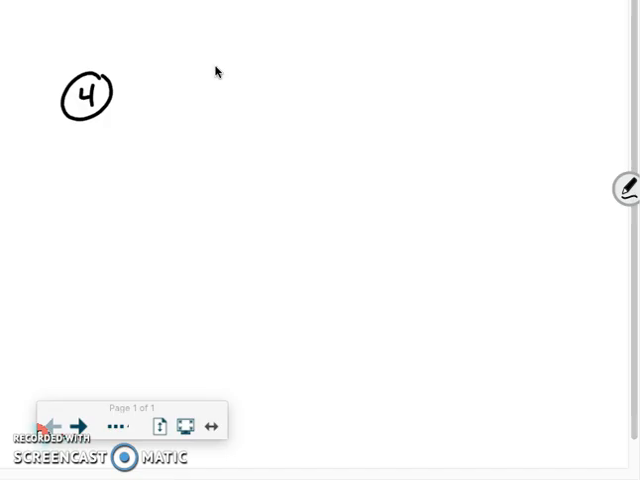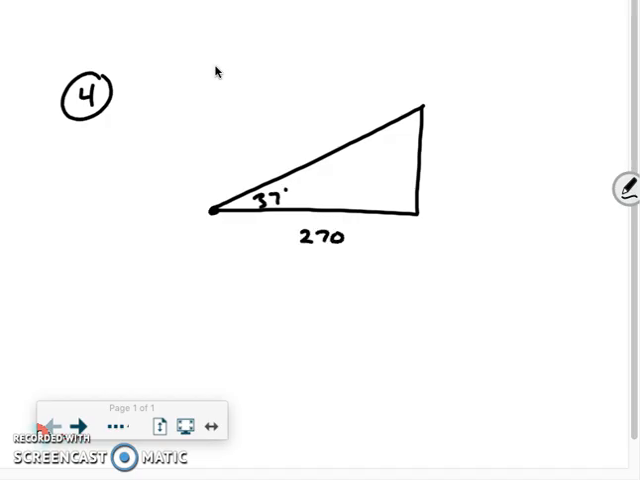Just to read through it, it says that you're standing 270 feet from the base of a cell phone tower. From where you are standing, the angle of elevation to the top of the cell phone tower is 37 degrees. We want to find the height of the cell phone tower. So what we're saying is that we're standing at this point. There's a cell phone tower. We're looking up. This is 37 degrees. We're also told specifically that we're 270 feet away.